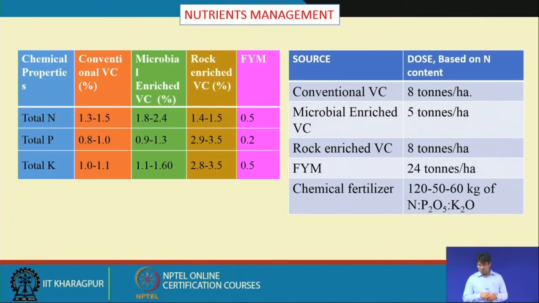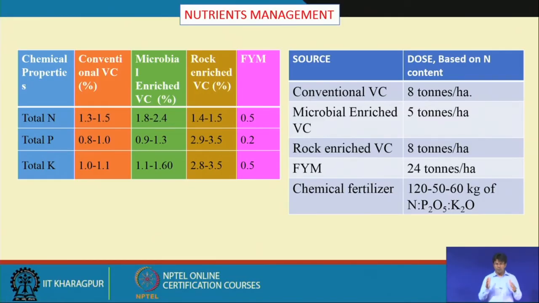So, the nutrient dose is 120 kg nitrogen, 50 kg P2O5, and 60 kg K2O per hectare. Based on similar calculations as we discussed for the potato and rice crops, FYM contains 0.5% nitrogen, and to meet 120 kg of nitrogen we require 24 tons of FYM per hectare. But if you use conventional vermicompost or rock enriched vermicompost, the requirement is 8 tons per hectare, and for microbial enriched vermicompost 5 tons per hectare.